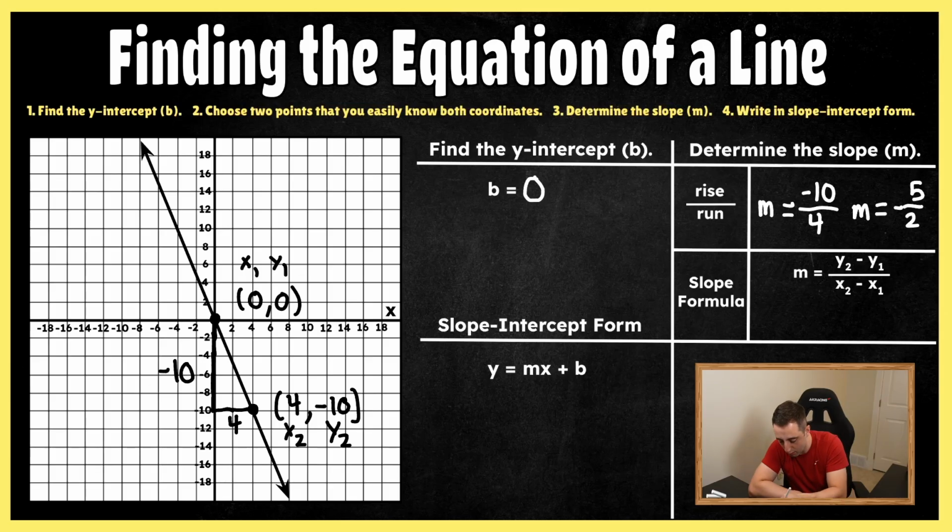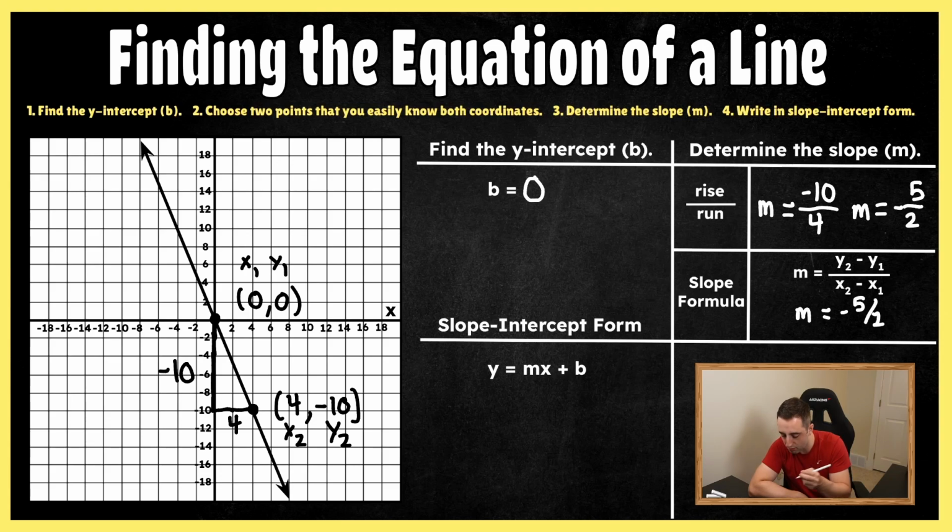Let's plug it into the slope formula. m equals y2, which was -10, minus y1, which is 0, all over x2, which is 4, minus x1, which is 0. So we get m equals -10 minus 0 is -10, and 4 minus 0 is 4. And then when we simplify this, we still end up getting -5/2 for the steepness of our line.